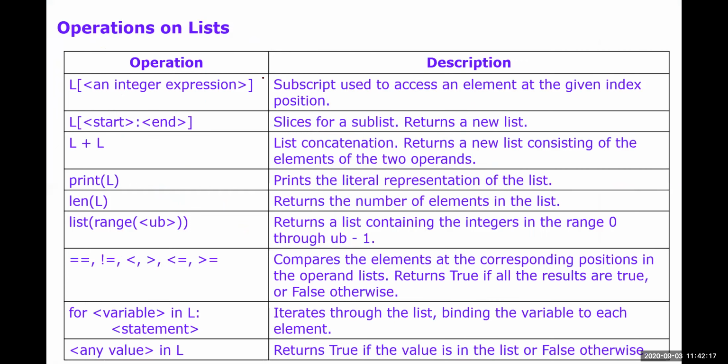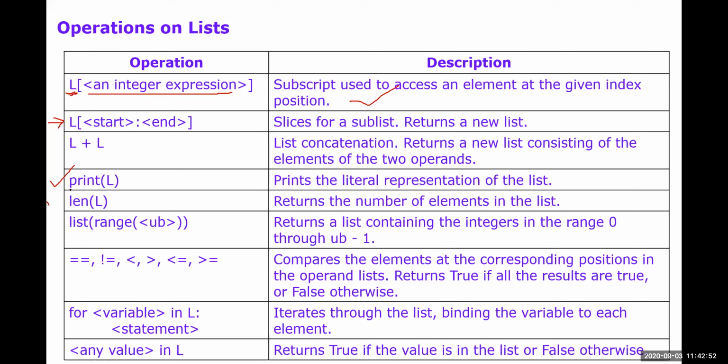Now, some kind of operations. The summary of operations will be seen like this. Where L will be the list here, you please decode L as a list. L of an integer expression gives you the element at exactly that position. L of start to end gives you the slice of the list, a sublist, from one particular value to another. L plus L: say two lists are taken into consideration, they are concatenated and printed, so it prints out the list of elements here.